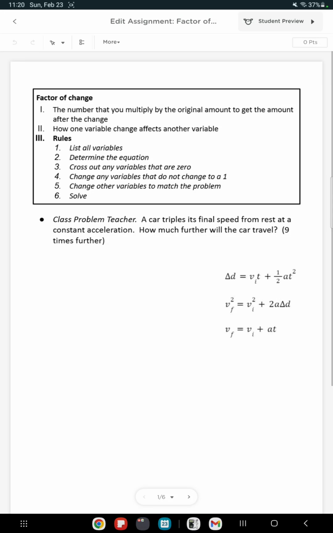These are called factor of change problems. There's a couple methods of doing these. I'm going to show you the method I want to see and that you're going to use to show me that you understand how these work. There is one limitation. I'll show that when we get to it.